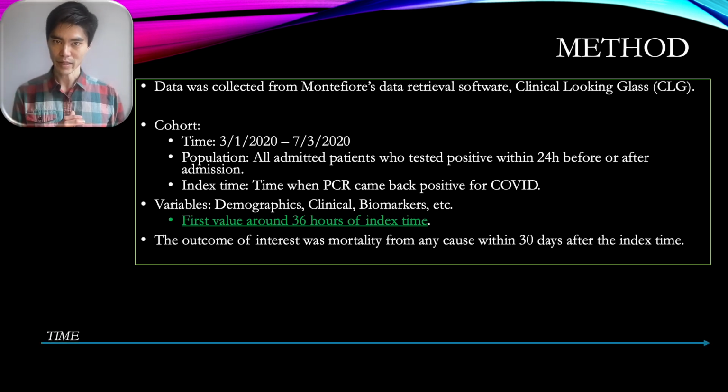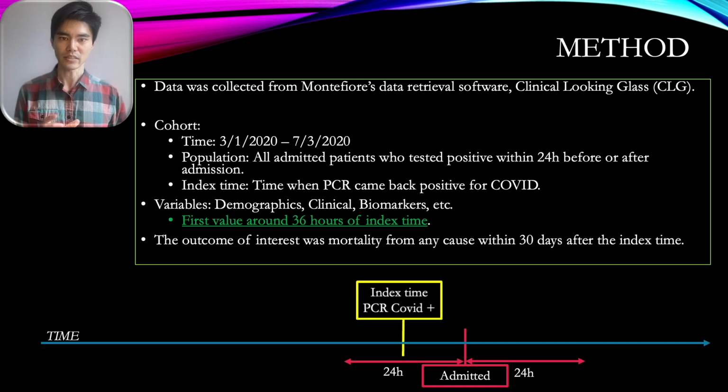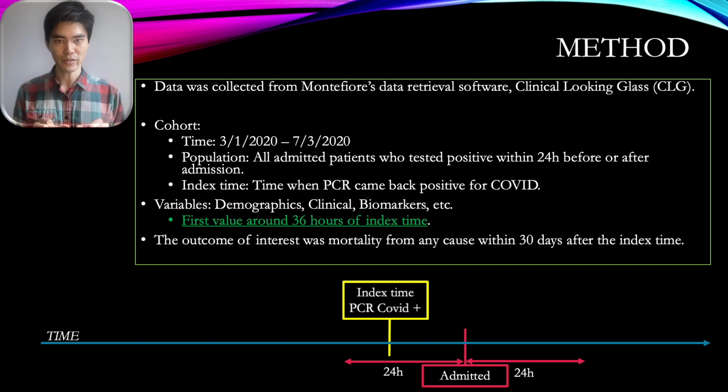So if there's a timeline, the patient was admitted, and within a 24-hour window, the patient had to have a COVID positive result. It could be before or it could be after admission, but at some point within that window, the patient had to be positive for COVID to be included in this cohort. The variables that we used in this study were demographic, clinical data, and biomarkers. I'll show all of that in the next couple of slides.